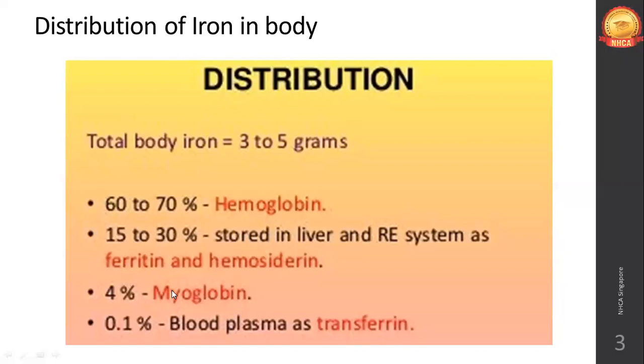In the liver and the reticuloendothelial system, iron is stored in the form of ferritin and hemosiderin. Ferritin, again, is present in your plasma. It is being circulated. Ferritin is in circulation in your blood plasma. If the iron level in your body is quite low, the ferritin count in your blood plasma will also be very low. So that is one of the ways we diagnose anemia.